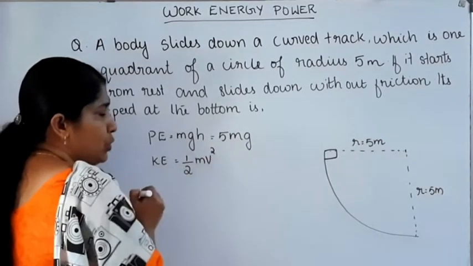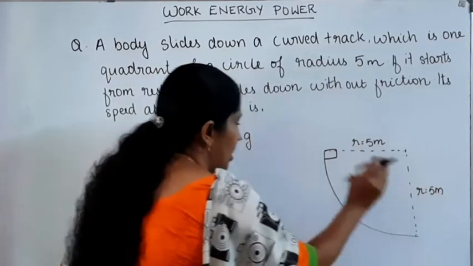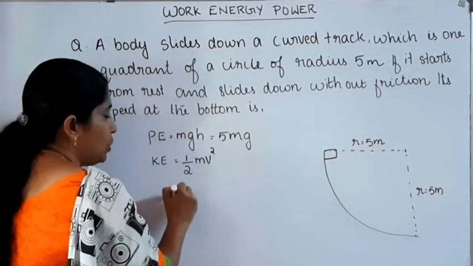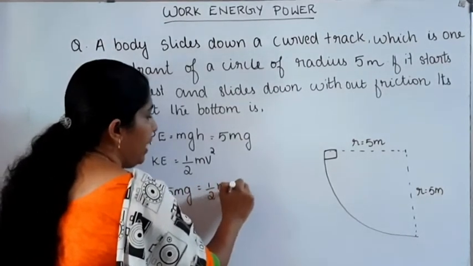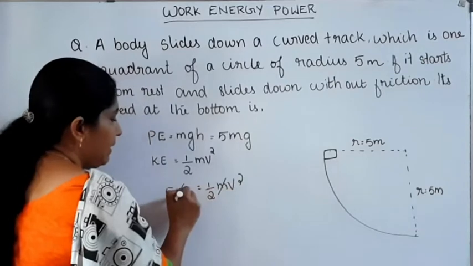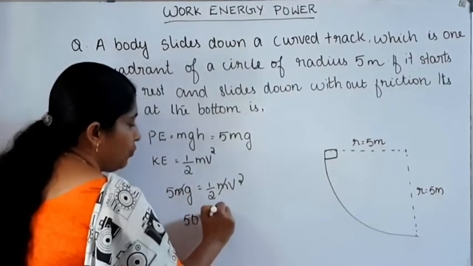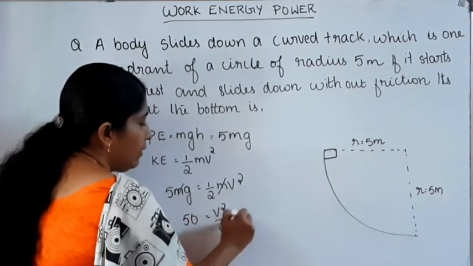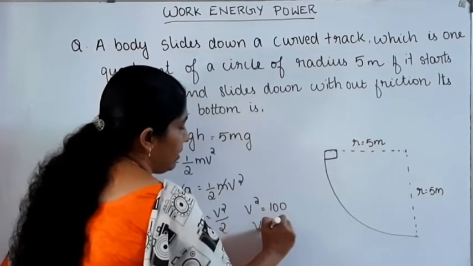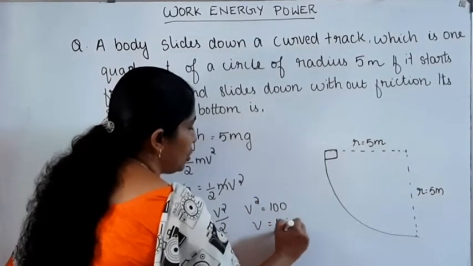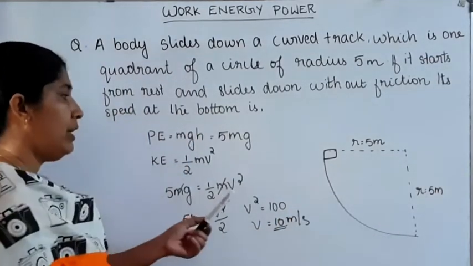Then on equating these two, potential energy at this position is converted into kinetic energy here. So 5 mg is equal to half mv square. Then m gets cancelled. 5 into g, which is 10, is 50. 50 is equal to v square divided by 2. Then v square is equal to 100, then v is equal to root of 100, that's equal to 10. 10 meter per second is the velocity when it reaches the bottom.